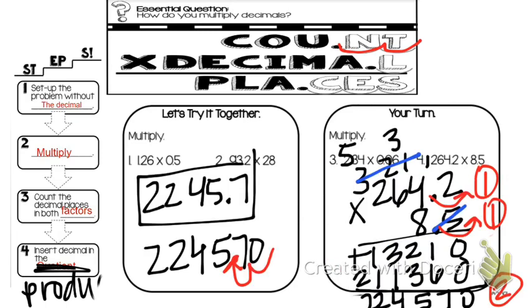Okay, so sorry, my work's kind of all over the place. I started off where it says your turn, and I did 264.2 times 8.5. So I multiplied out my 5, and I got 13,210. And then I multiplied out my 8. I put my 0 for my placeholder. And when I multiplied out my 8, I got 211,360.